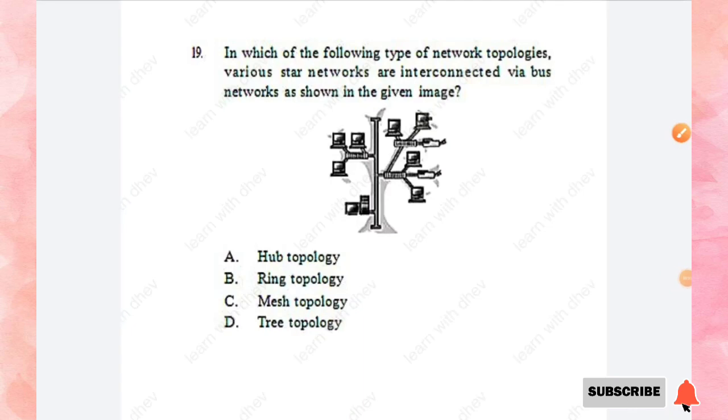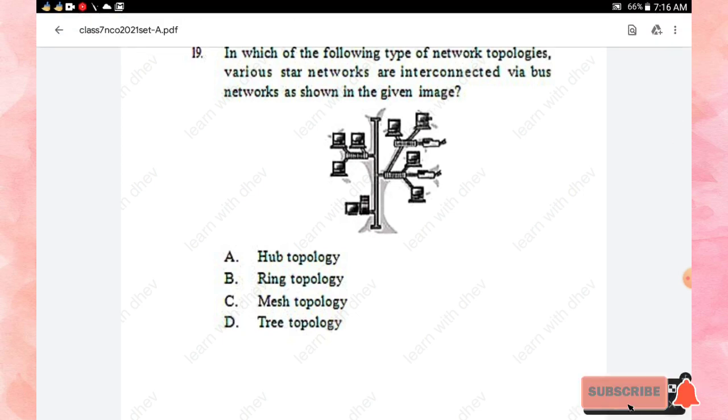Question number 19. In which of the following types of network topologies are various star networks interconnected via bus networks, as shown in the given image? Options are hub topology, ring topology, mesh topology and tree topology. So the right answer is, star networks are interconnected via bus networks, it's option D, a tree topology.